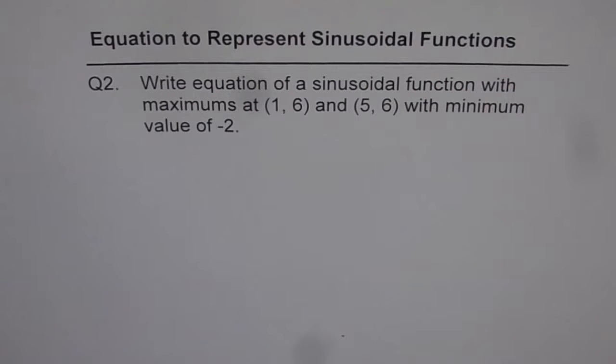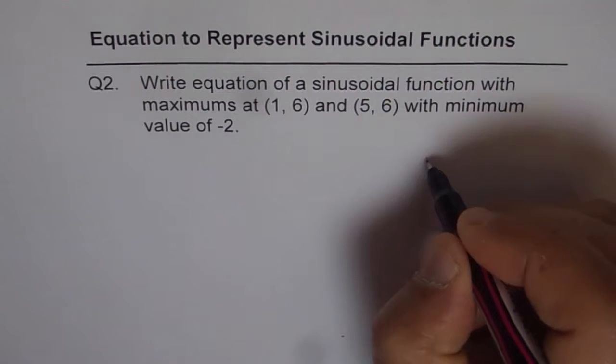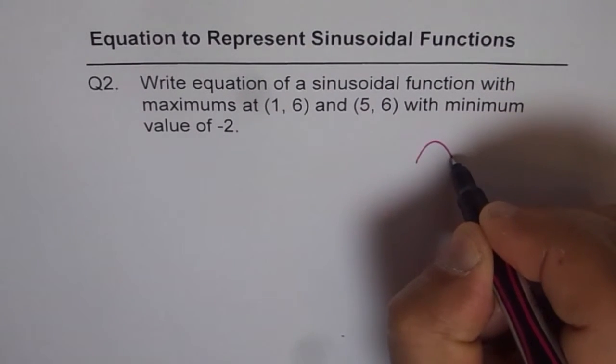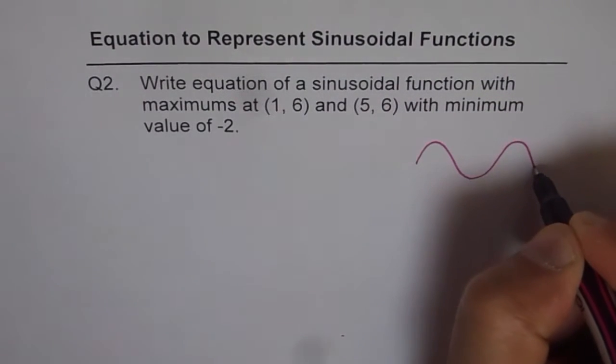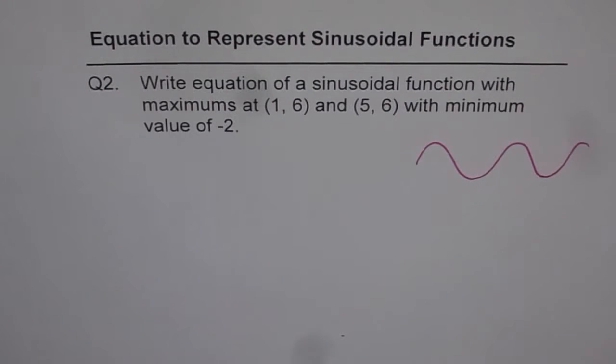So question number 2 is, write the equation of a sinusoidal function with maximums at (1, 6) and (5, 6) with a minimum value of -2. So let me just sketch one sinusoidal function here, and then we will work out the equation for the same. So just draw a sine function. Don't bother about x's and coordinates, that's what I'm trying to say.